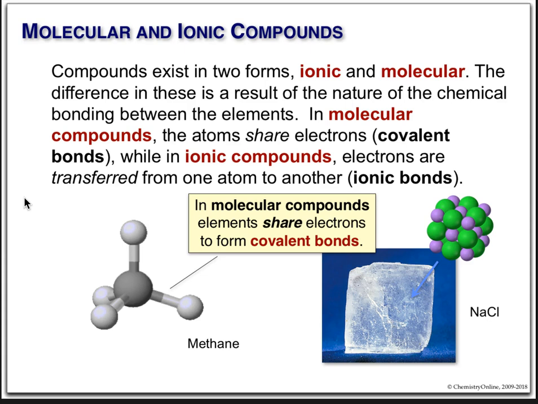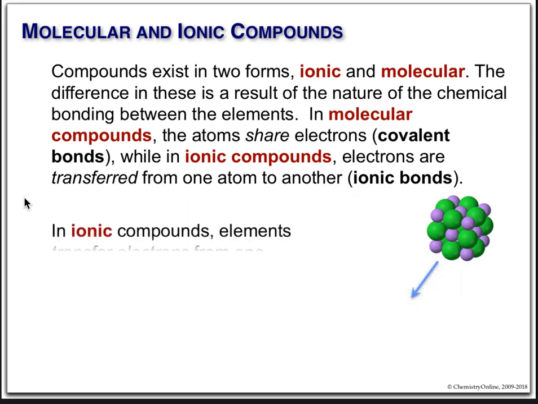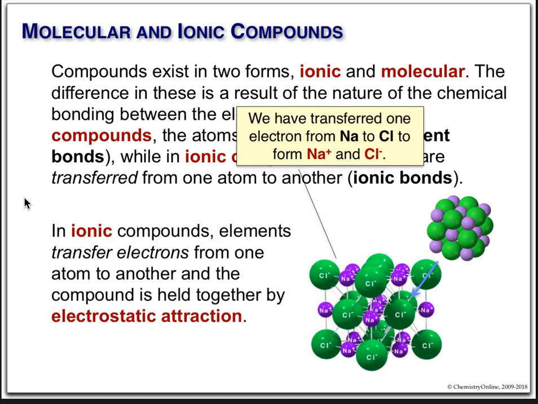When you make a compound out of ionic material, what you're going to do is basically take cations and anions and put them together. How do they go together? They go together electrostatically because the plus attracts the minus, etc., etc.